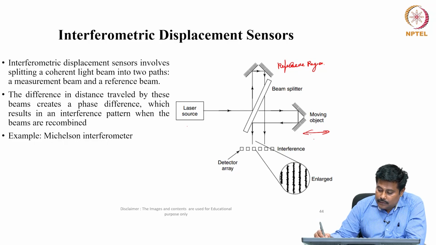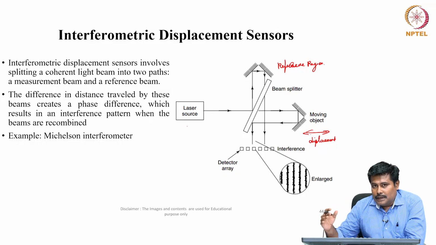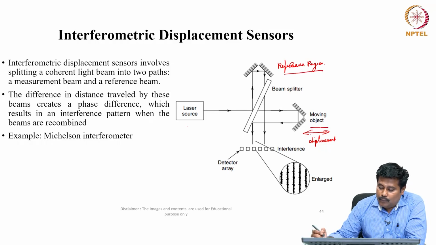Ideally, we will be measuring the displacement over here. Since a laser source is used, it can be used for measuring displacement on the order of microns. In this particular case, we have a reference region, and then there is a moving object. The laser beam is split into two. When the moving object moves back and forth, there is going to be a superposition of the image.